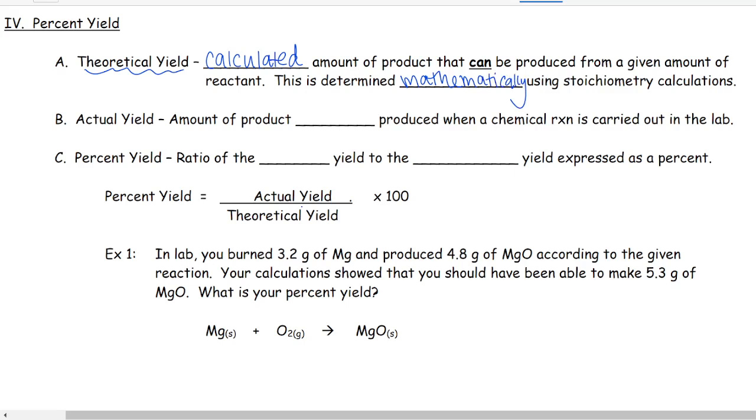Using stoichiometry calculations. And then your actual yield is the amount of product that you actually produced when you carry out the chemical reaction in lab. So if you have a word problem like the one below, and it says in lab you burned this much and you produced this much, that would be your actual yield. You don't physically have to be the one doing the lab, but of course what you get as your value during lab will be your actual yield.